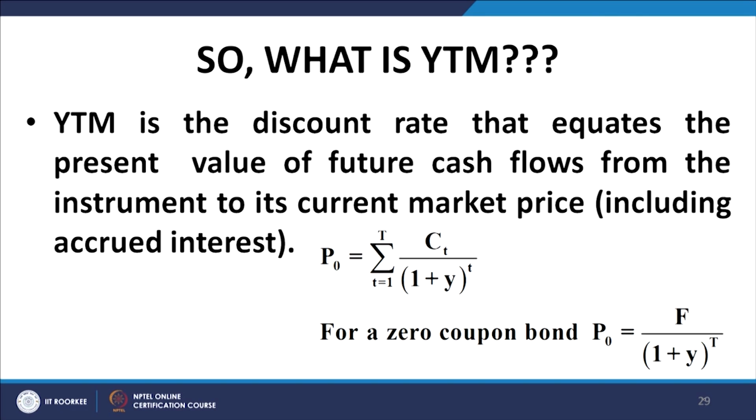Clearly, in the case of a zero coupon bond or a pure discount bond, because there is only one cash flow, which is at maturity, we will have P 0 is equal to F divided by (1 plus y) to the power capital T, where capital T is the maturity of the bond and y is the yield to maturity of the zero coupon bond or the discount bond. So, the rationale of the definition.